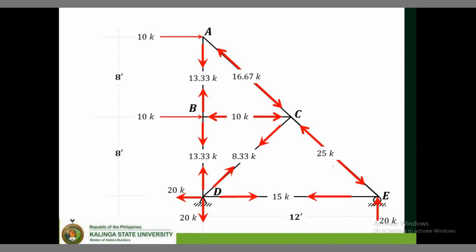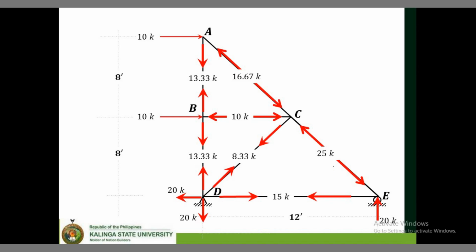Kindly take a screenshot of this and try to solve this problem again and compare your answers to what is shown on your screen. Paano ko nakuha itong mga values na to? Again, I used method of section and method of joints. Okay? So that is step 1.